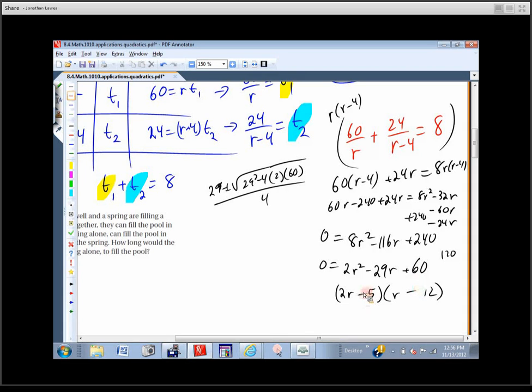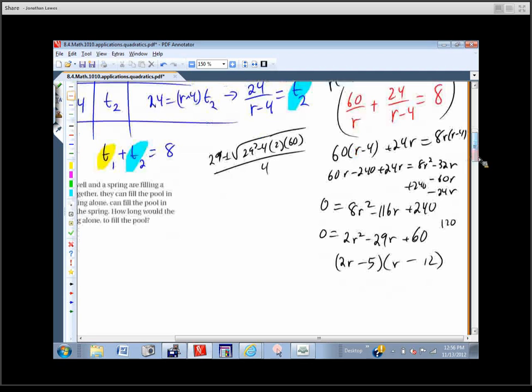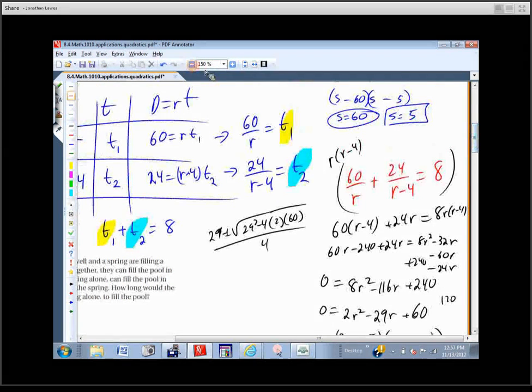And they both need to be negative, right? Because that gives us a minus 5r, that gives us a minus 24r, so there's our negative 29r. So the answer that comes from here is 5/2, and the answer that comes from here is 12. Which one is it? Why does it have to be the 12?